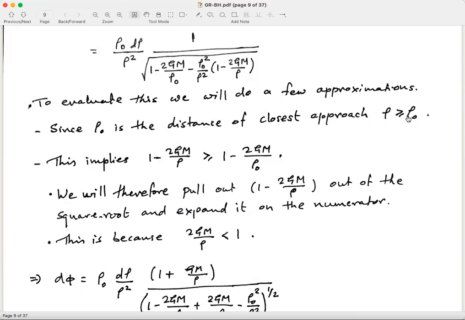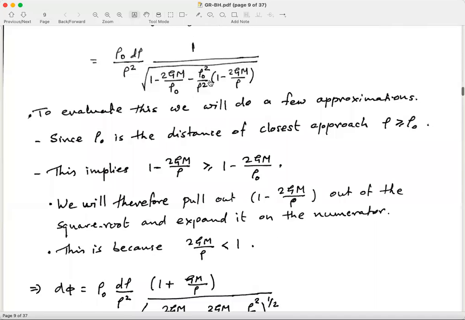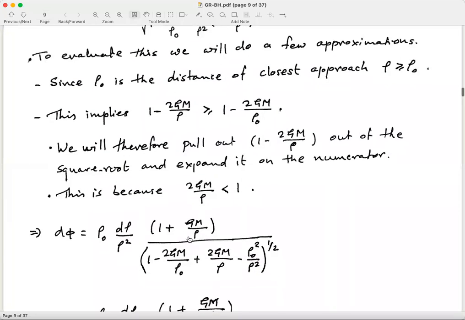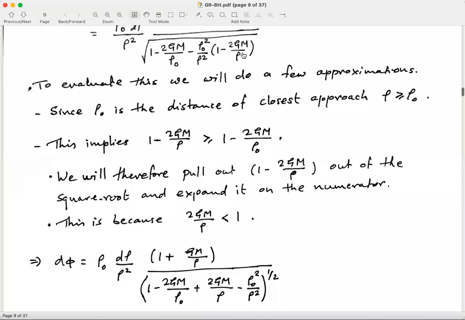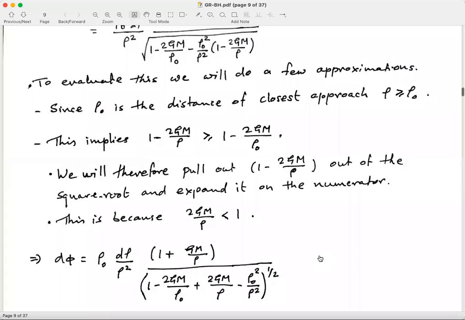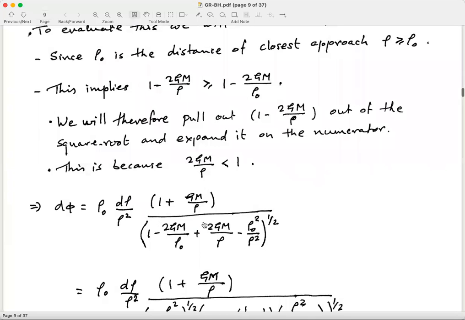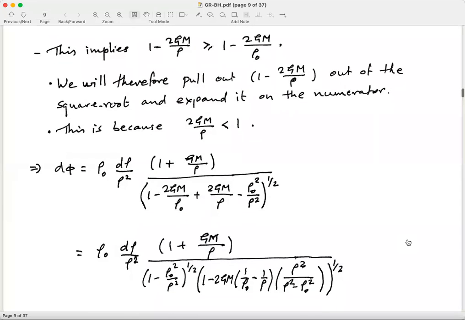So 1 minus 2gm by rho, when you pull it out of the square root and expand, you get a term which is 1 plus gm upon rho. The factor of 2 goes away because of the square root term sitting around. When you pull this out, you get 1 minus 2gm by rho whole to the half, and its binomial expansion eliminates the factor of 2. And the other expression, you can just expand downstairs, and you get terms of this kind. Okay, good.